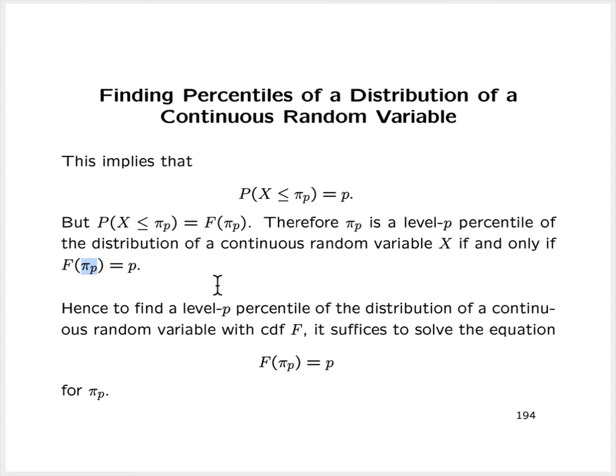And so to find a level p percentile of the distribution of a continuous random variable with CDF cap F, it suffices to solve this equation for π_p. In other words, we set up this equation: the CDF evaluated at the percentile is equal to the level that we want, p, and then we solve that for the unknown, which is π_p.